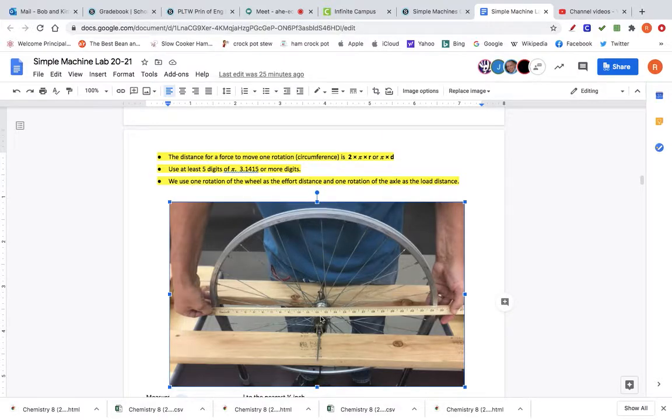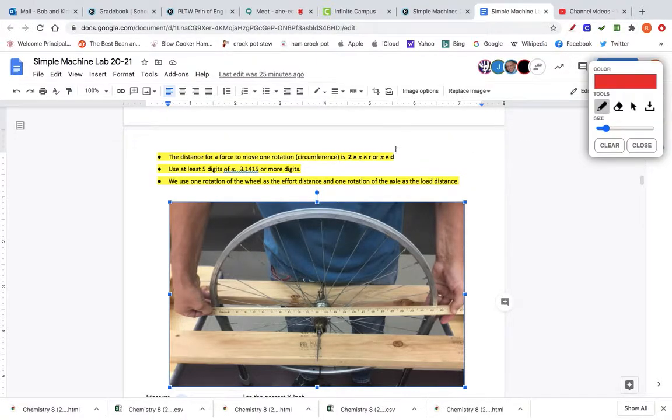The distance the axle turns is the circumference of the axle, and here are your calculations on how to do the circumference. 2 times pi times radius, or the same thing would be pi times diameter, because the diameter is 2 times the radius.